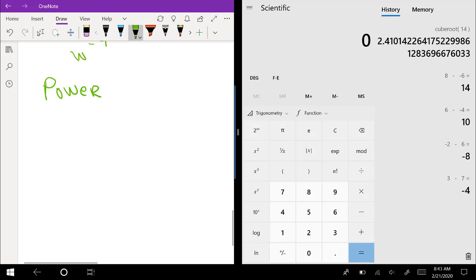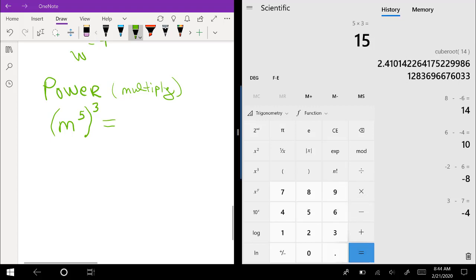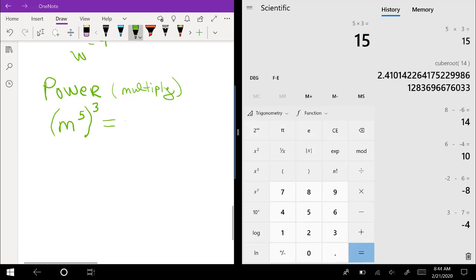So if you have m to the fifth, and you take the whole thing and you raise it to another power, like maybe 3. So basically you have two exponents. Your base is m, and then you have an exponent of 5 and an exponent of 3. When you have the power rule, what you're going to do is multiply. So you would take 5 times 3, which you can use your calculator, or you can just know that that's 15. So this answer is m to the 15th.